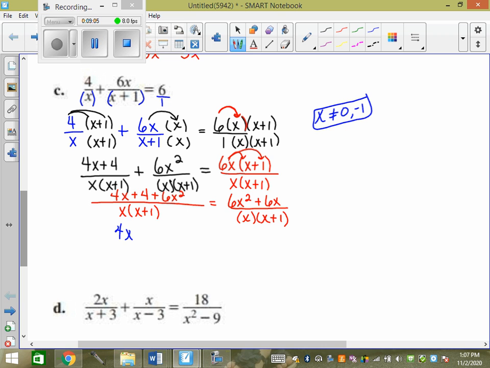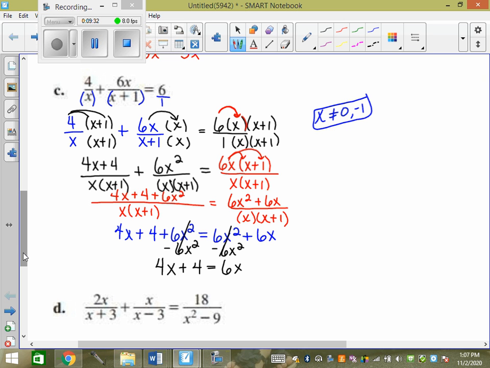So we get 4x plus 4 plus 6x squared. And people freak out because they think they have to use the quadratic formula. But the moment you have two x squares that are the same on opposite sides of the equal sign, we can subtract them off and they're going to cancel. So it actually gets rid of the squared. So I subtract 6x squared, subtract 6x squared, and now they're gone. So I'm left with 4x plus 4 equals 6x, and it's still linear.